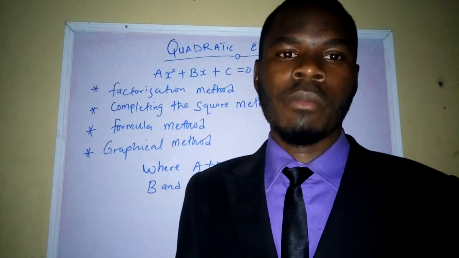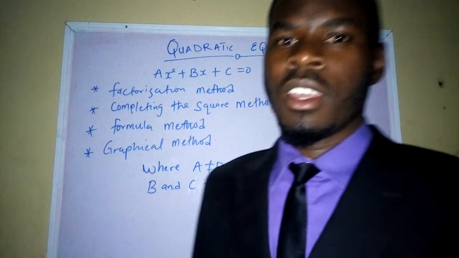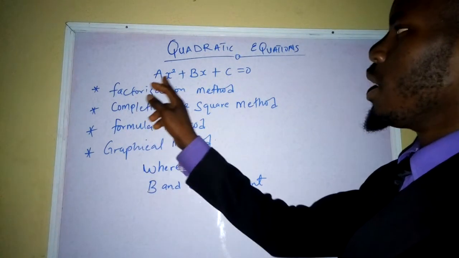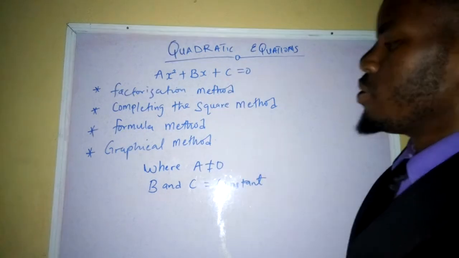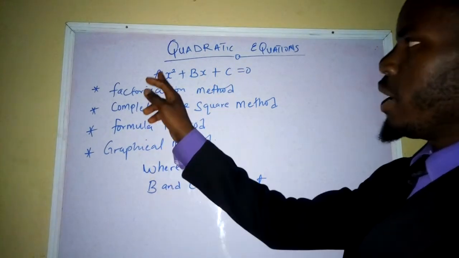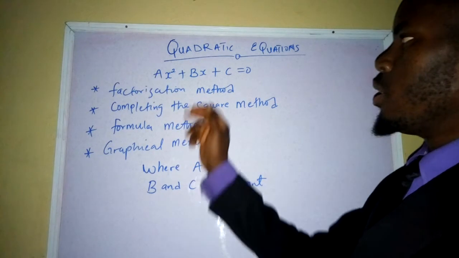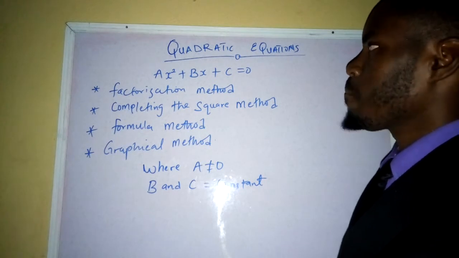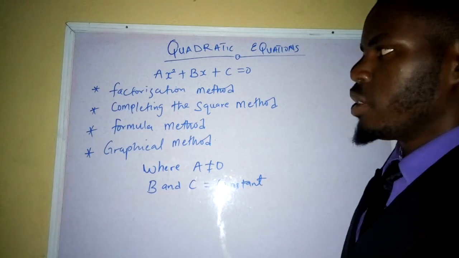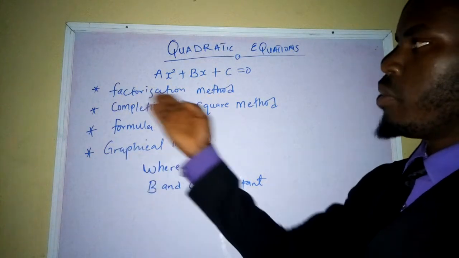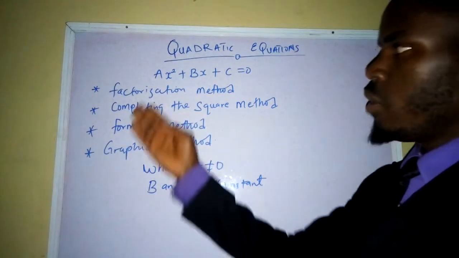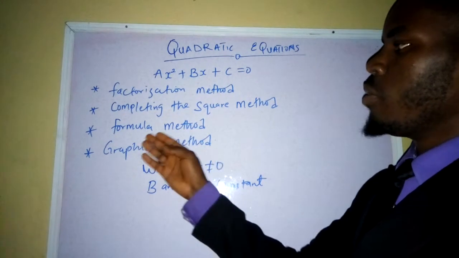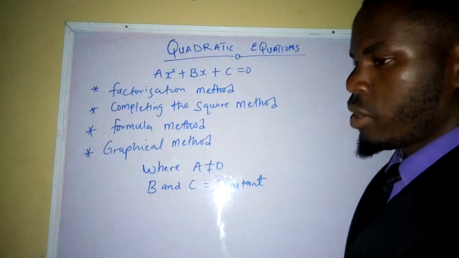Tonight we shall be talking about quadratic equations. Quadratic equations are equations of the form ax squared plus bx plus c equals 0, where a is not equal to 0, but b and c are constants. Now, every quadratic equation can be solved using these methods written on the board. We have the factorization method, completing the square method, formula method, and graphical method.